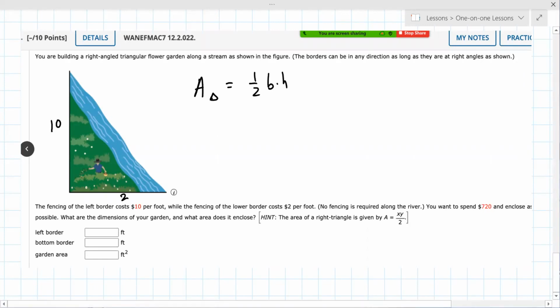So we're trying to maximize this. We have to figure out the cost. The cost is, well, let's switch to X and Y. So this is 1/2. The base is going to be X. The height is going to be Y.